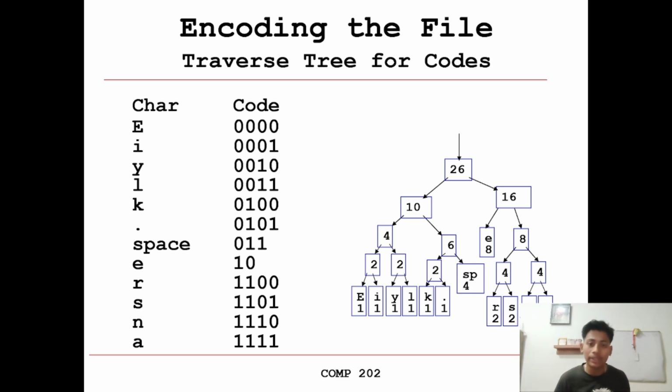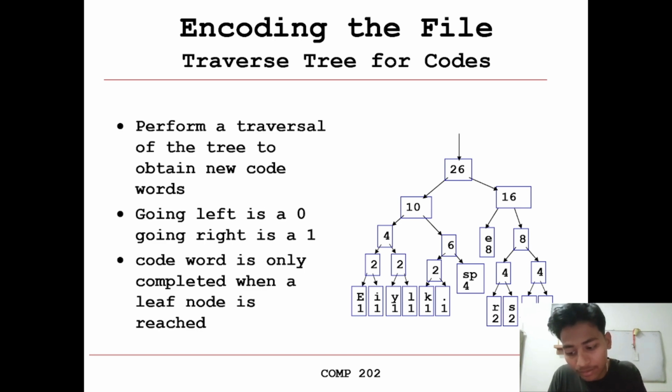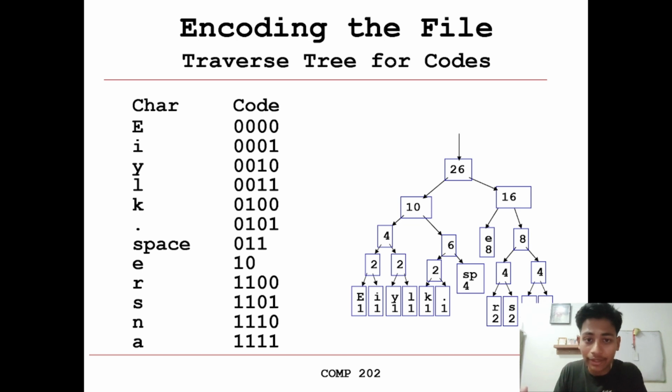So for example, in the example that we have taken, the leftmost side has a character E. So it has been assigned 0000, which means it is on the leftmost side. We travel 4 times in that branch, and then we get E. And in the rightmost side we have A. So we travel 4 times in the rightmost side and we get A.